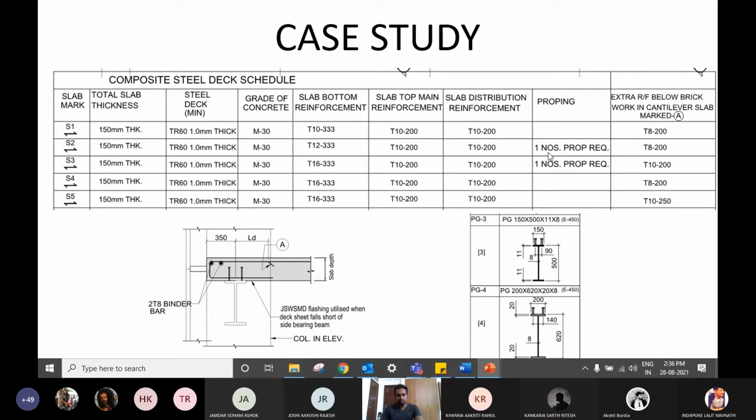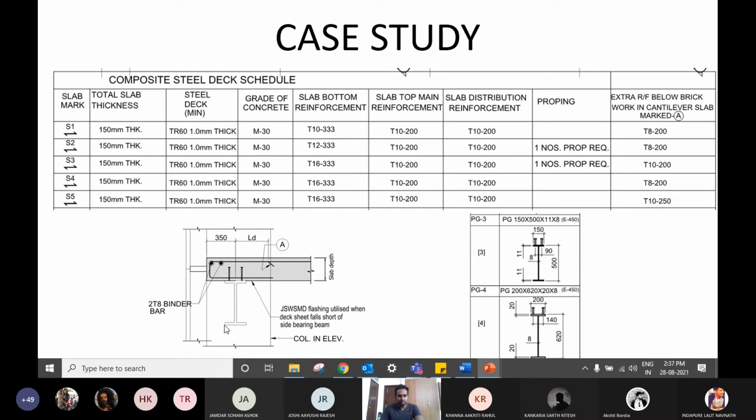Here for this particular slab S2 and S3, the loading could be really high. So the structural engineer is telling you might need a prop below it, for these slabs. And if it's a cantilever slab, you might have to provide extra additional reinforcement. So that is also indicated.